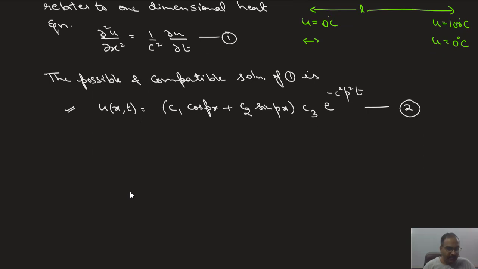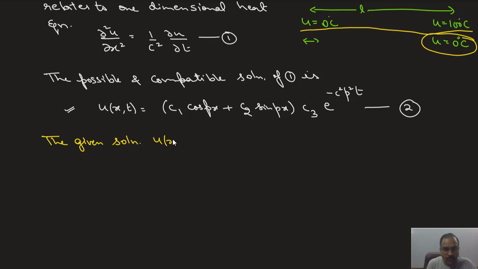Now, further, what we have been provided. Since there is a rate of flow of heat, these are the two initial conditions, and here is the boundary condition. That means our total solution will consist of two parts: the first one will be the steady state and the second one will be the transient state. So the required solution u(x,t) will consist of two parts.